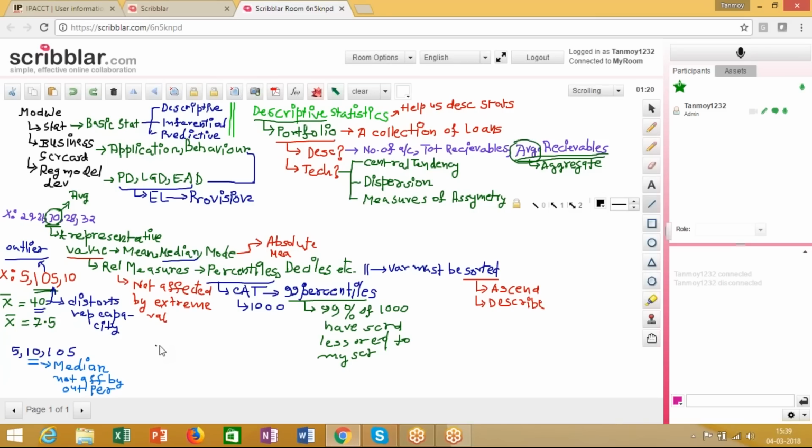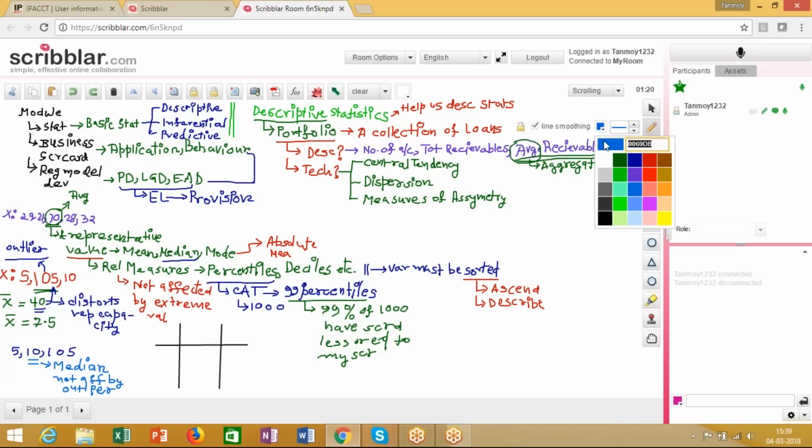So let's create a table over here. Over here, what I have is the variable x, and I have the variable frequency, right? So basically, say x takes different values, x1, x2, like this, x3.